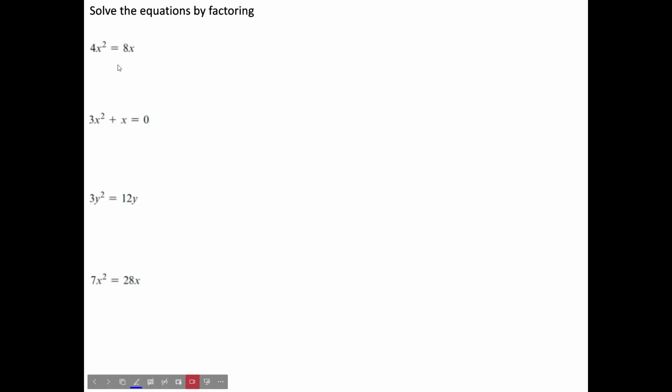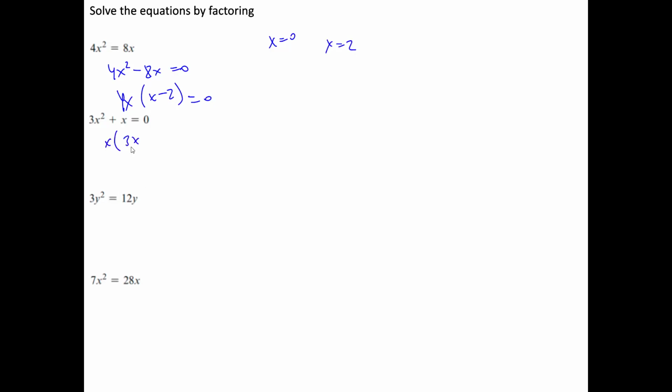Solve equation by factoring. So put everything on one side. Then what can I do? 4x take outside, right? So if I have a product and it equals 0, either of them could be 0, right? So the first one is this always, right? That's the second one. What about here? So the first one, 0. The second one, good. Yeah.